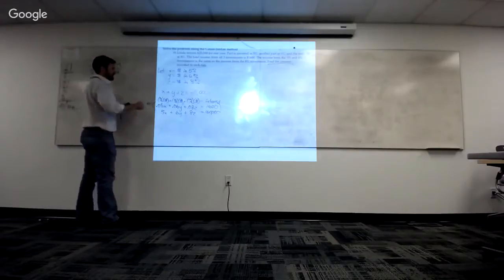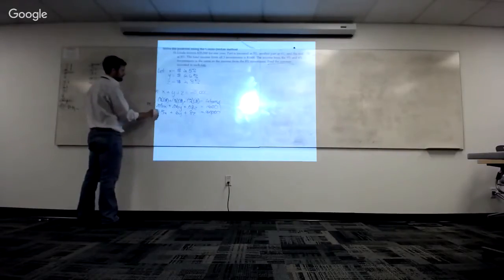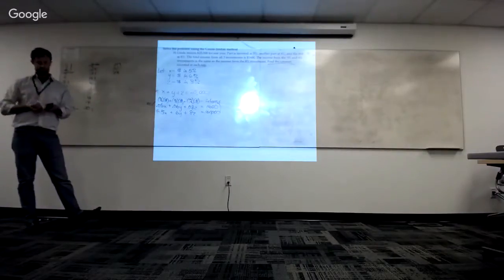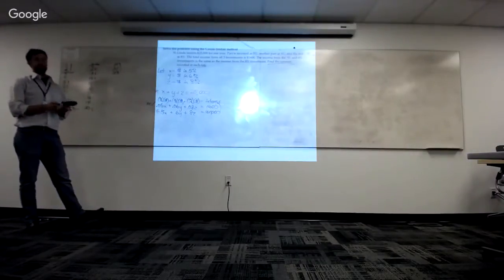How many equations are we trying to build? 3. How do we know? Exactly, because there's 3 variables. You better have 3 equations, or else you cannot solve it.